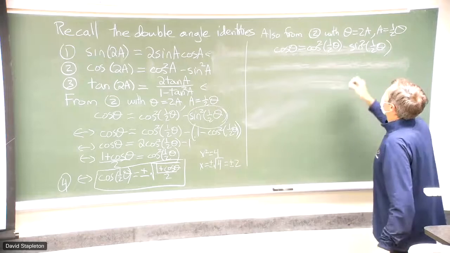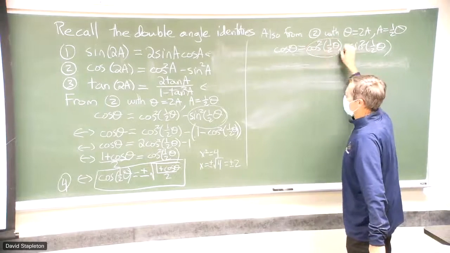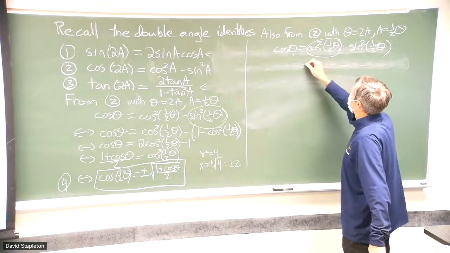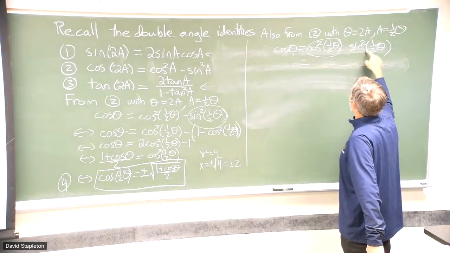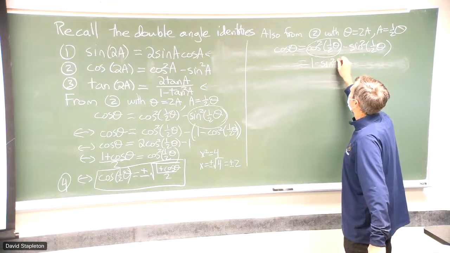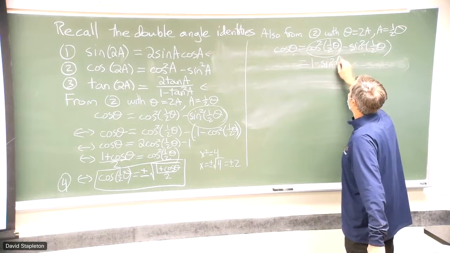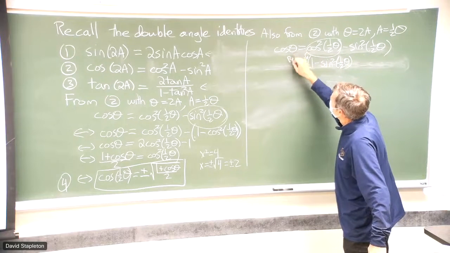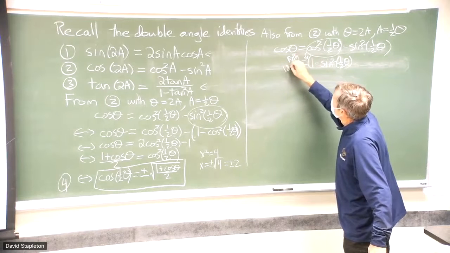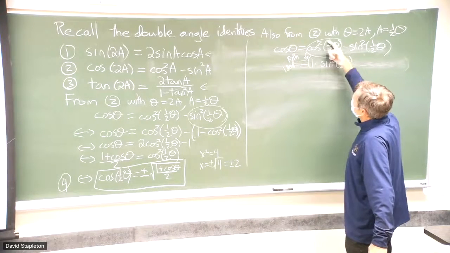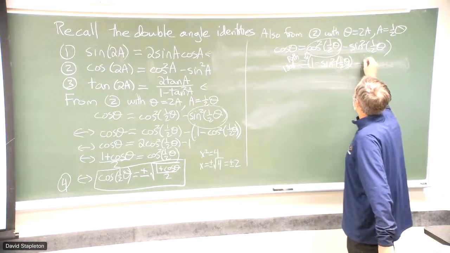Now this time though, I'm going to replace cosine squared with 1 minus sine squared, again by the Pythagorean identity, right? Sine squared plus cosine squared equals 1. You're going to replace cosine squared with 1 minus sine squared of 1/2 theta. So, Pythagorean identity. Cosine squared is 1 minus sine squared, so the sine squared plus cosine squared. And then this one hangs on at the end.